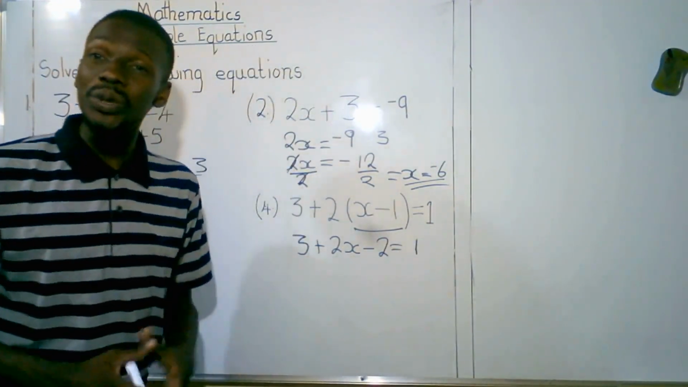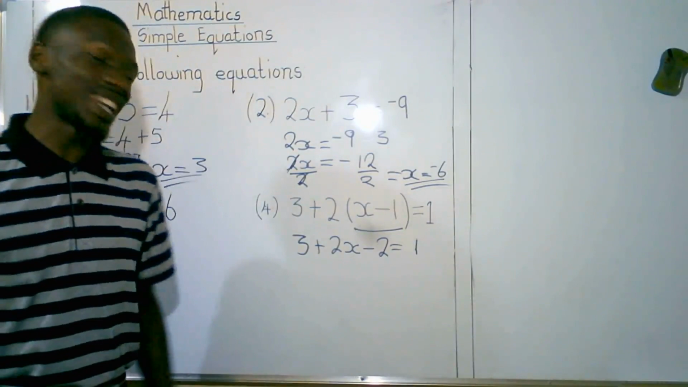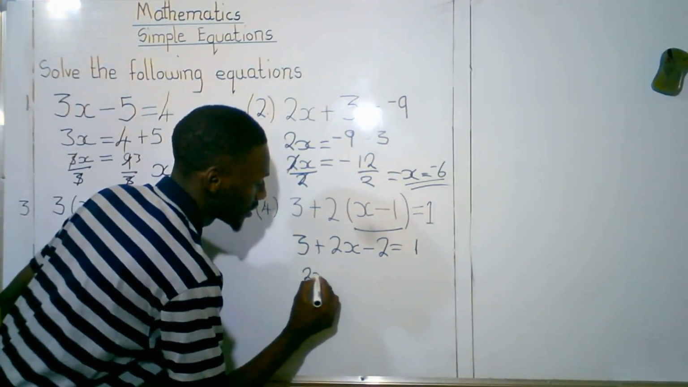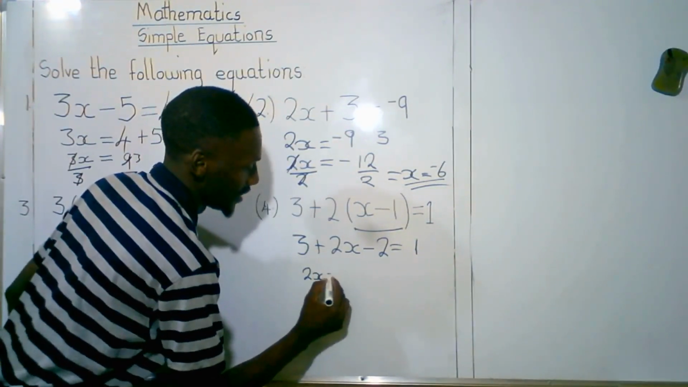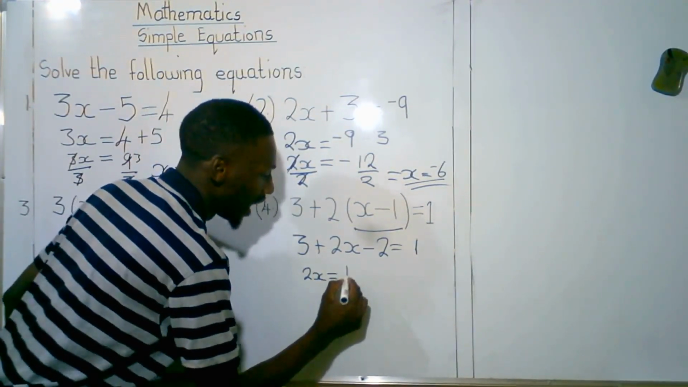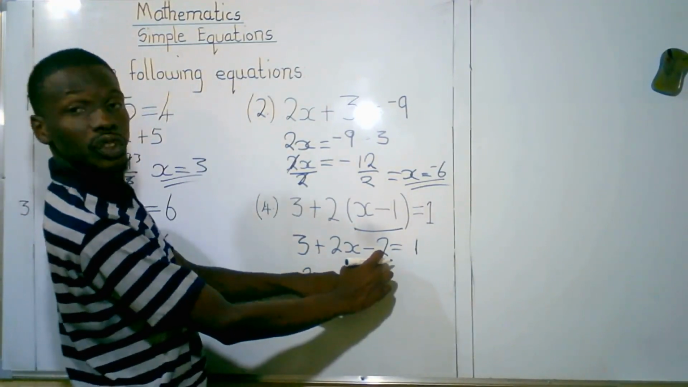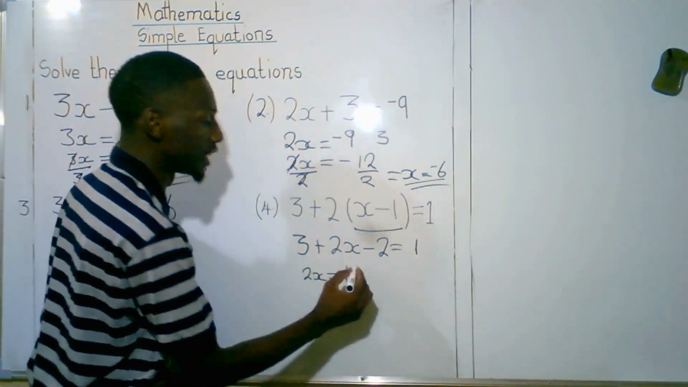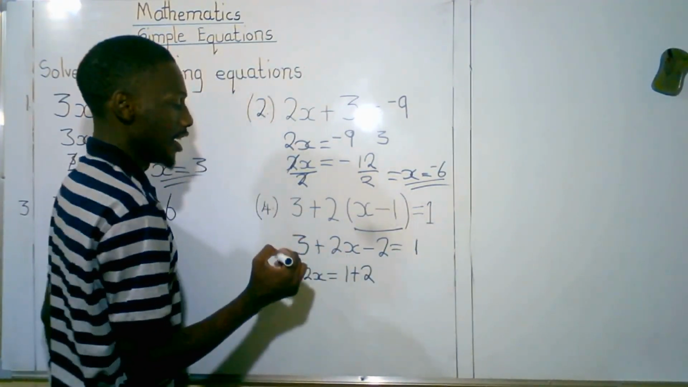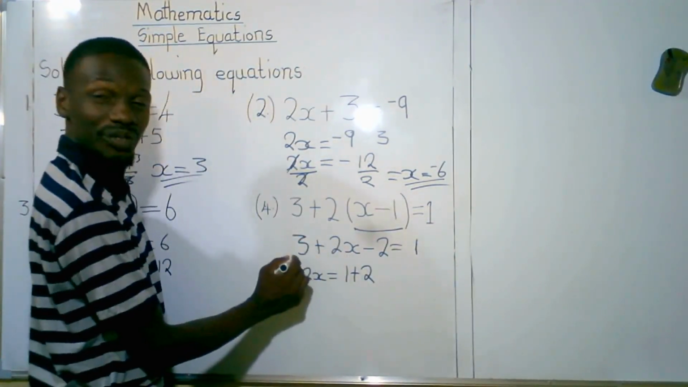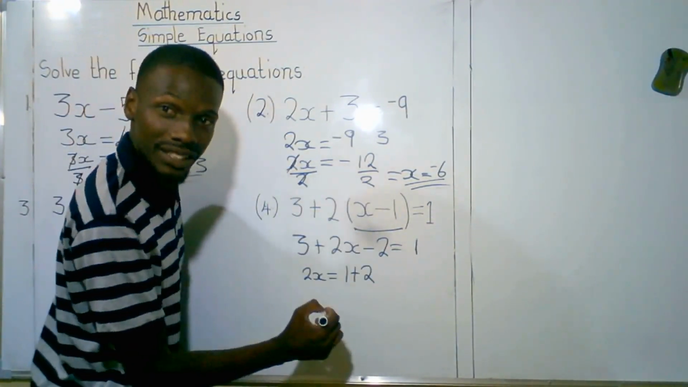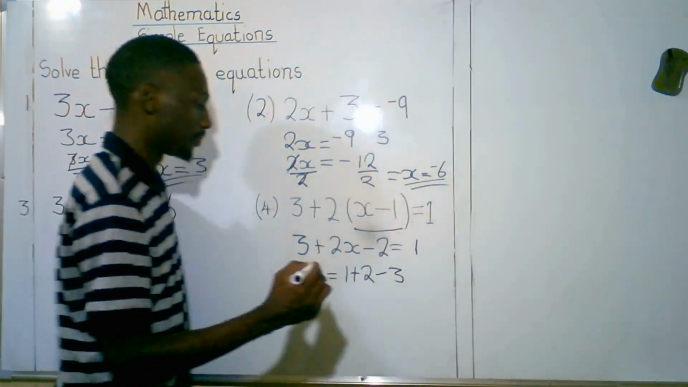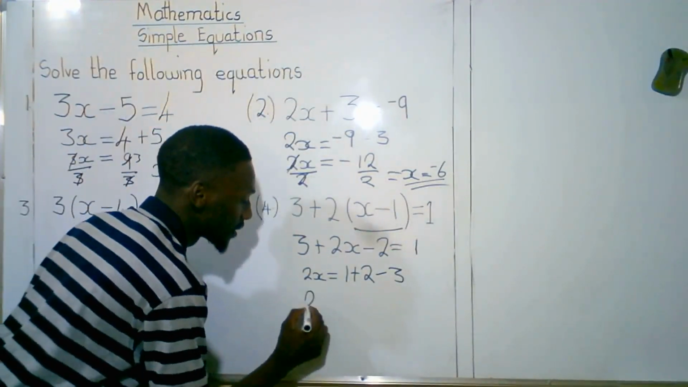When we reach here, what do we do? We connect the like terms. Very good. So we'll say 2x is equal to 1. When this negative 2 crosses the equal sign, it is going to be a positive. Very good. Positive 2. When this 3, a positive number, crosses the equal sign, it becomes a negative. Very good. Minus 3. We bring down the 2x as it is.